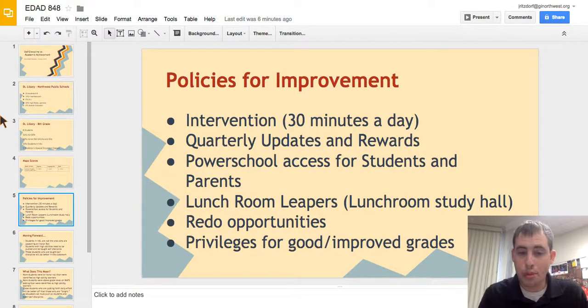We also have privileges for good and improved grades, like recesses, things like that. At the end of each quarter, if you have been shown growth and shown improvement, we have certain activities that students are allowed to do.